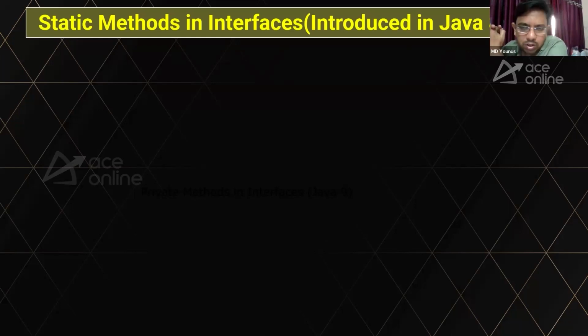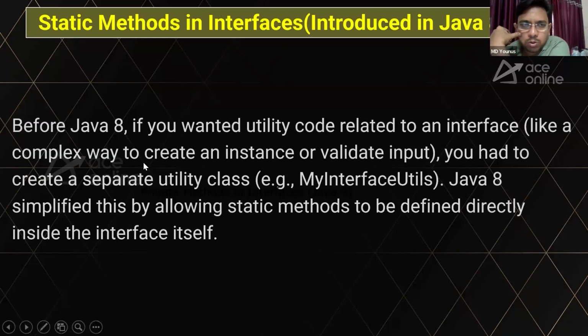Then we will see the solution in terms of private methods, static methods, default methods and all. I will go with one example to make you understand. Before Java 8, if you wanted to write any utility code related to an interface, like a complex way to create an instance or validate input, you needed a separate utility class like MyInterfaceUtils. Java 8 simplifies this by allowing static methods to be defined directly inside the interface itself.